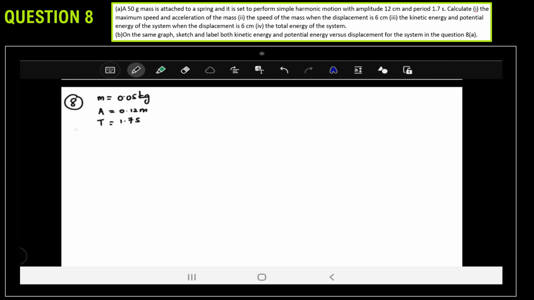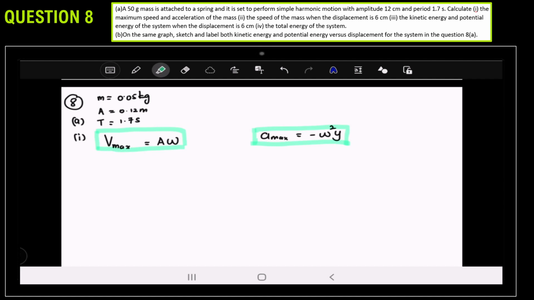Okay, so now question 8A1. We want to calculate the maximum speed and acceleration of the mass. We have the equation of the maximum speed, which is equal to A omega. And the maximum acceleration we can calculate by using negative omega squared y. So here we have two equations, V maximum and A maximum.